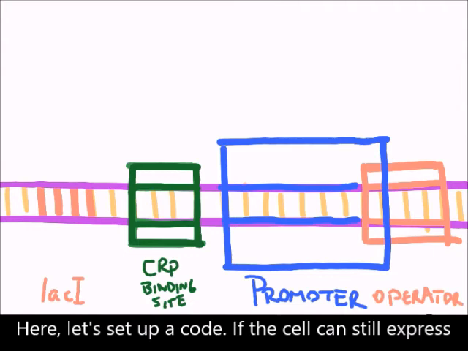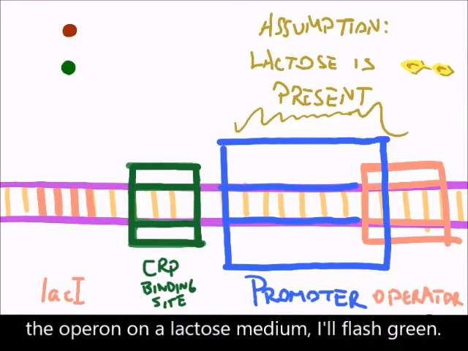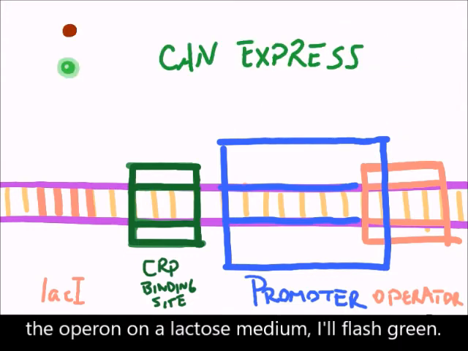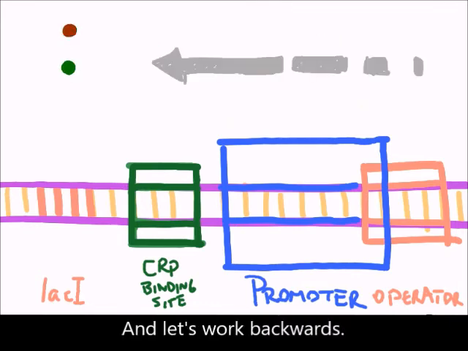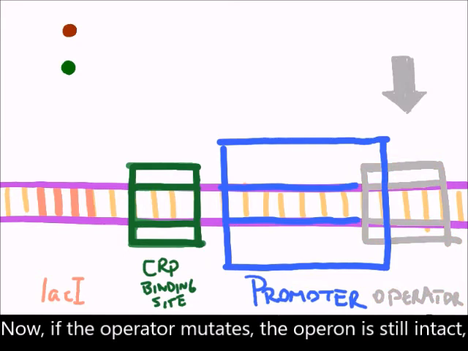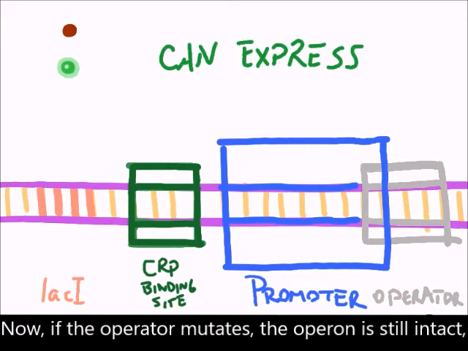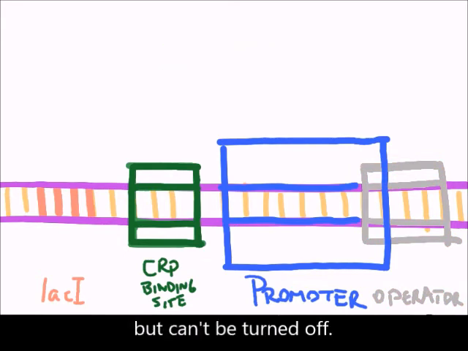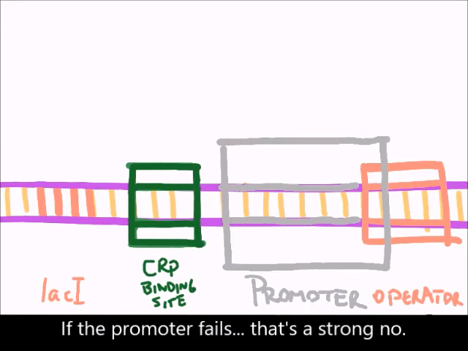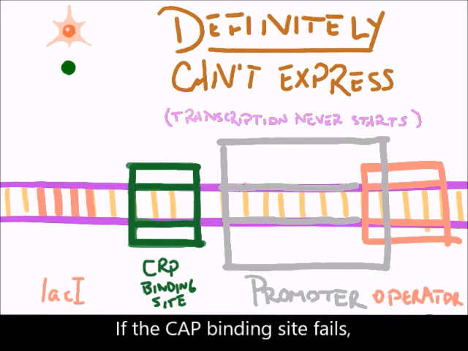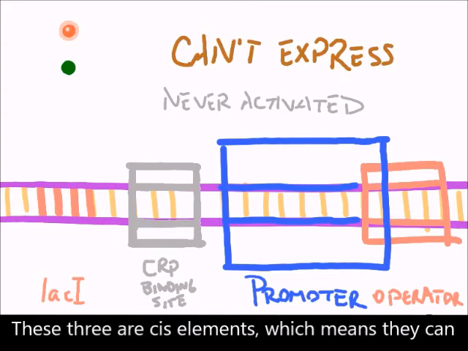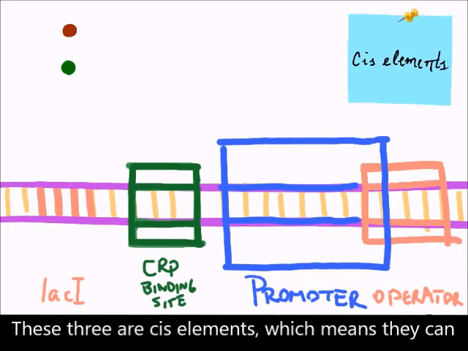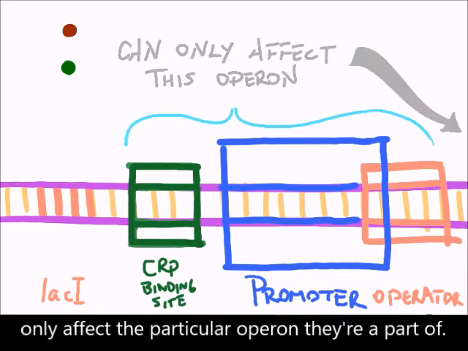Here, let's set up a code. If the cell can still express the operon on a lactose medium, I'll flash green. If it can't, red. And let's work backwards. Now, if the operator mutates, the operon is still intact, but can't be turned off. If the promoter fails, that's a strong no. If the CAP binding site fails, the cell can never transcribe at a useful rate, so still no. These three are cis elements, which means they can only affect the particular operon they're a part of.